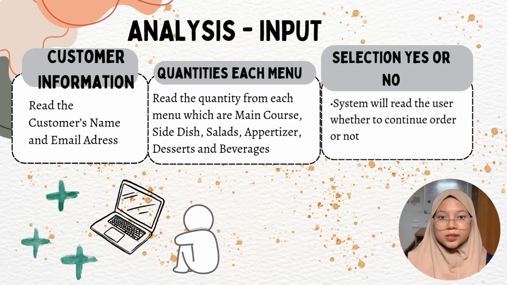The first step is collecting input. The system gathers three main details. First, it collects customer information, including their name and email. Second, it records the quantity of each menu item selected by the customer. The menu includes categories such as the main course, side dishes, salads, appetizers, desserts, and beverages. Finally, the system asks the customer whether they want to continue with the order or cancel it. In coding, we use input functions to get and store these details.